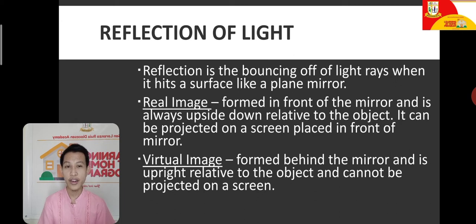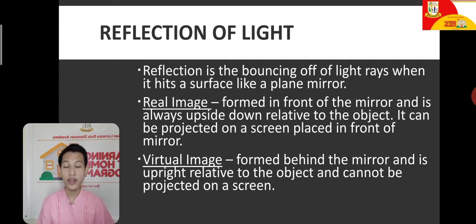Pag sinabi naman nating virtual image, it is formed behind a mirror, upright relative to the object, and cannot be projected on a screen because it is seen on the mirror itself. Pag sinabi nating real or virtual image, ito yung nakikita natin mismo sa behind ng mirror. Okay, nakikita na. For example, tumapat ka sa isang salamin, nakita mo yung sarili mo, that is a virtual image because hindi na kailangan mag-project ng screen para makita yung image, and it is upright, or kung ano yung position ng object, ganun din yung position na makikita dun sa mirror.